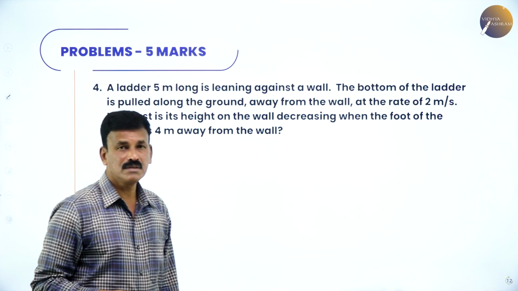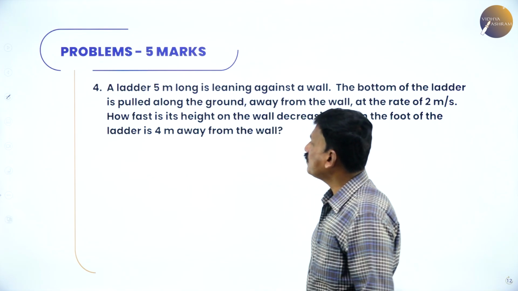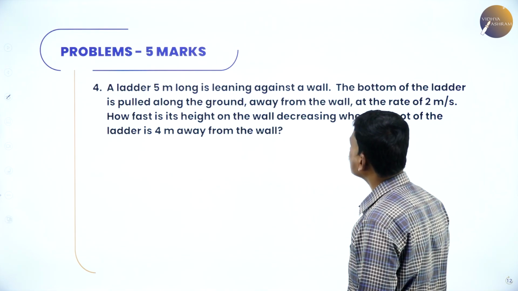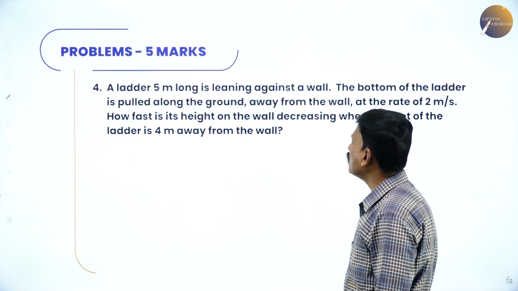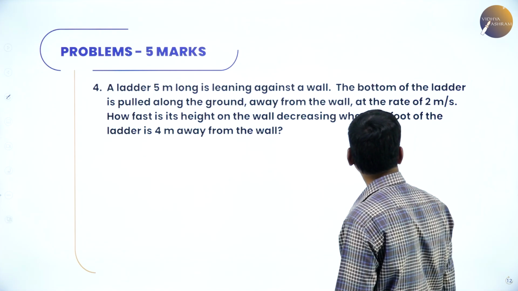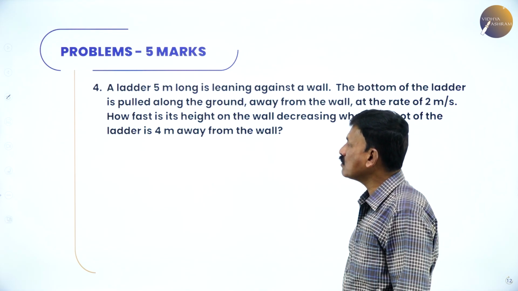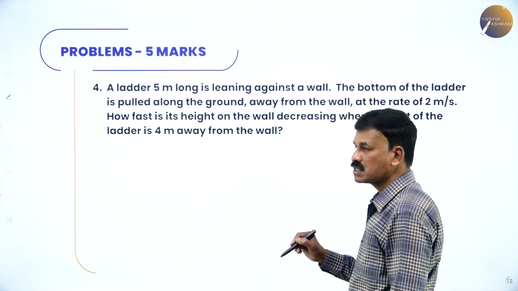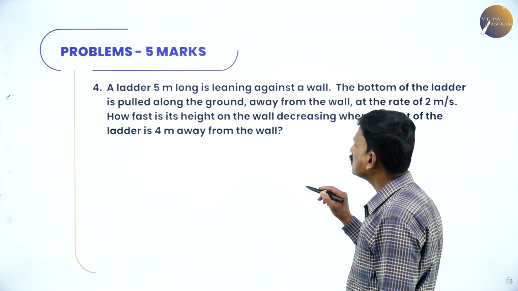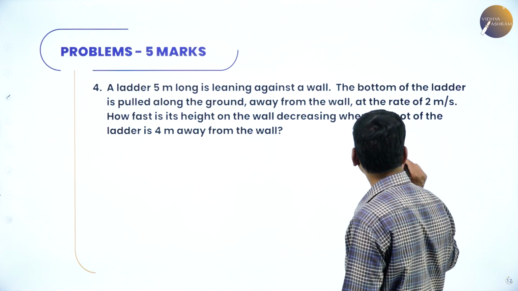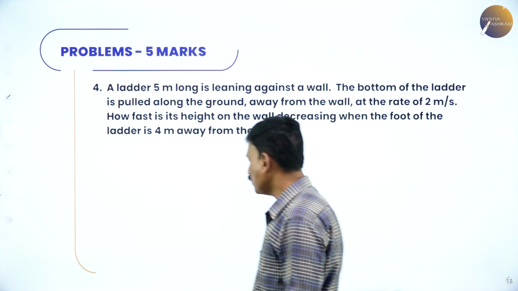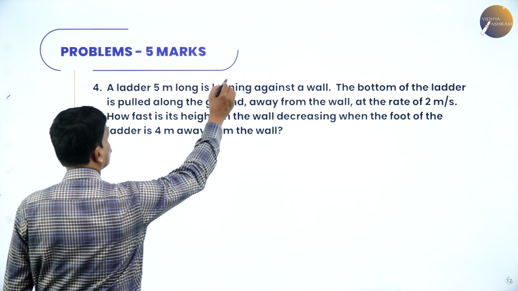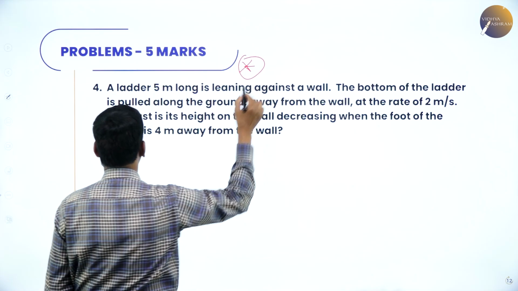Now this is also a very important type of problem. A ladder 5 meters long is leaning against a wall. The bottom of the ladder is pulled along the ground away from the wall at the rate of 2 meters per second. How fast is the height on the wall decreasing when the foot of the ladder is 4 meters away from the wall? So this is also an important problem. You may expect this also for 5 marks.